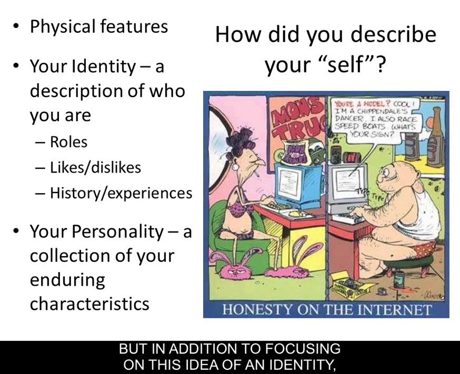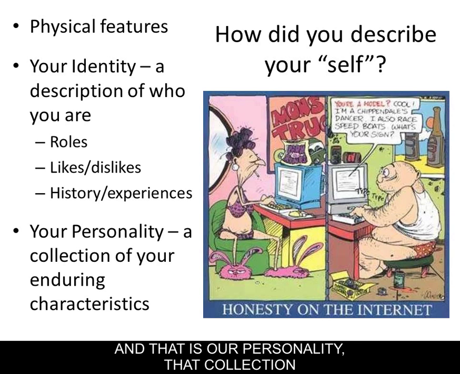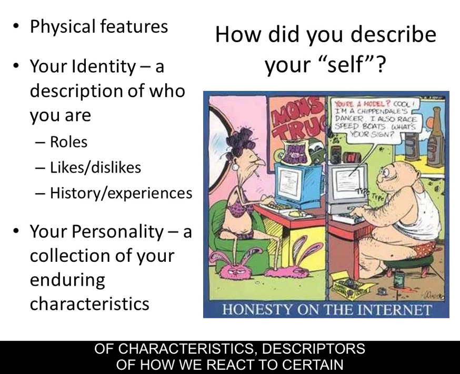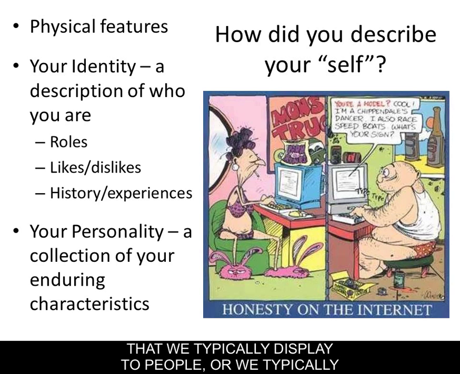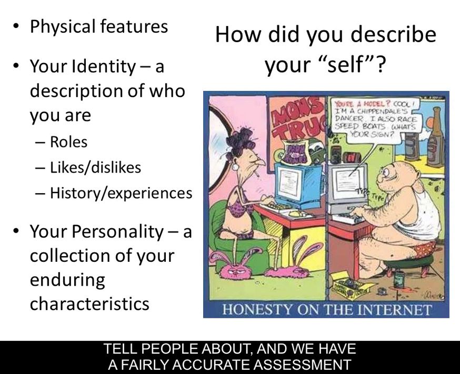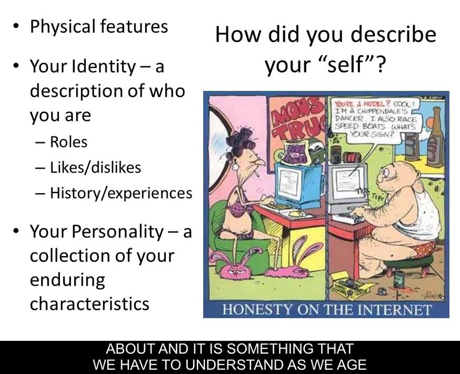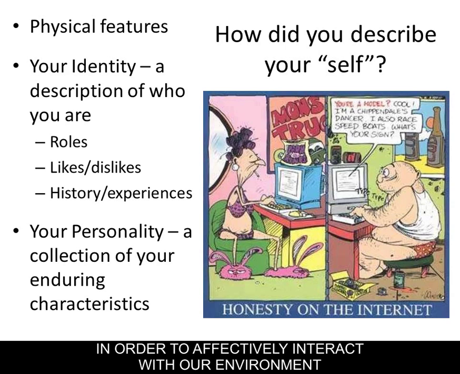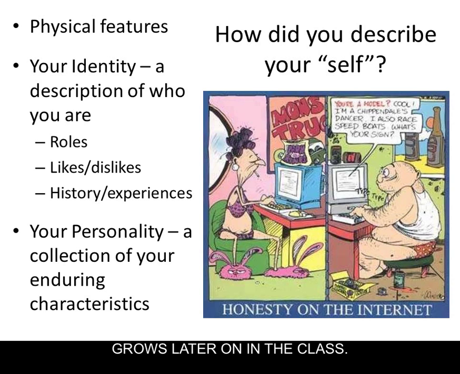But in addition to focusing on this idea of an identity, we also have another aspect that's popping up, and that's our personality. The collection of characteristics, descriptors of how we react to certain situations most of the time, is another thing that we typically display to people, or typically tell people about. And we have a fairly accurate assessment of who we are most of the time with respect to this personality, because it's a part of us that we actually care about. And it's something that we have to understand as we age in order to effectively interact with our environment. And we're going to talk about how this concept of personality grows later on in the class.